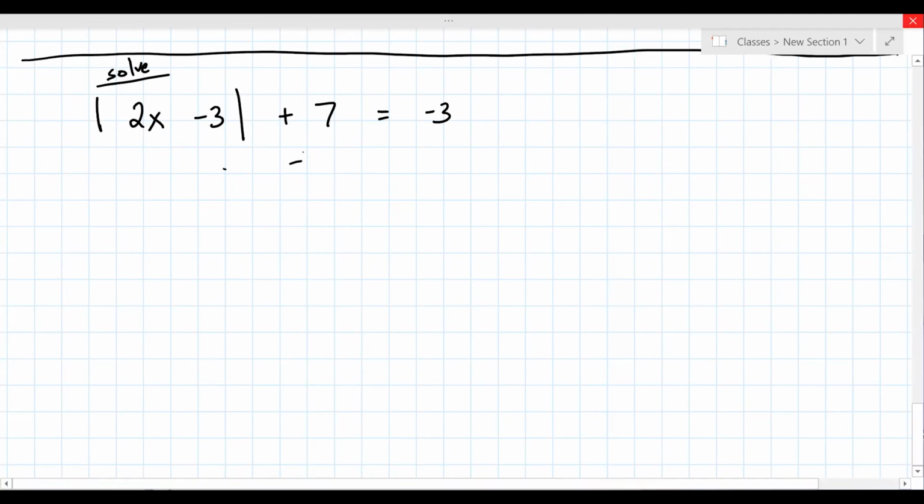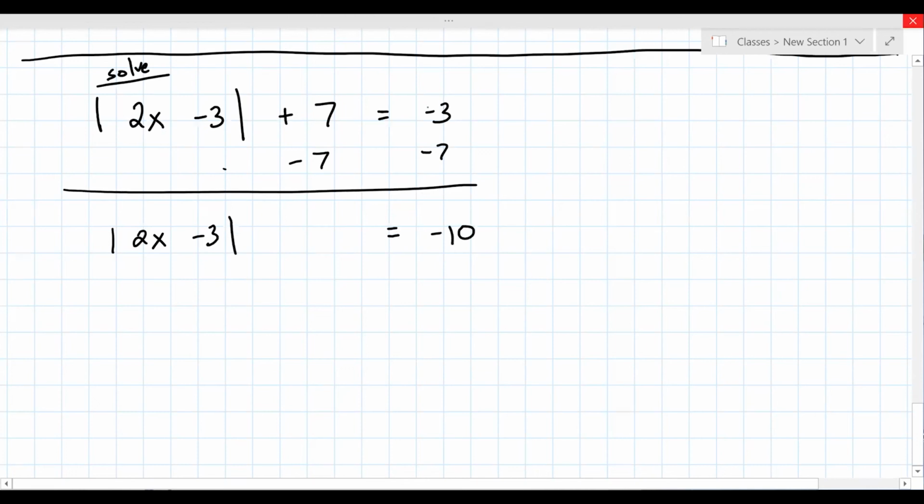We're going to subtract 7 from both sides. Absolute value 2x - 3 equals negative 10. I'm sorry, I made a mistake here. Let me change this number. Let me make this negative 7. We'll add 7 to both sides and we'll get 4 here. That makes this problem more reasonable.